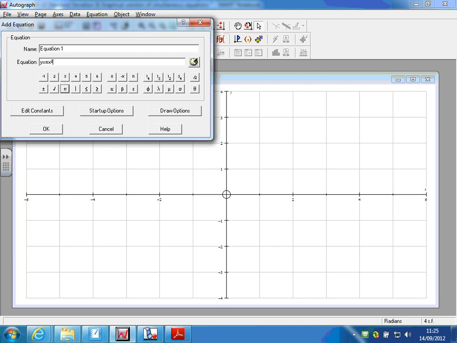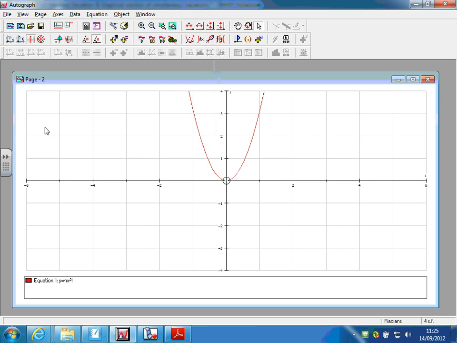And then I can type in the letter L to represent the length. So I type in y equals pi x squared L, literally type that in, hit OK, and I get a graph of how the volume changes with the radius. It's not straight, which I think we would expect, because it's y equals pi x squared L.